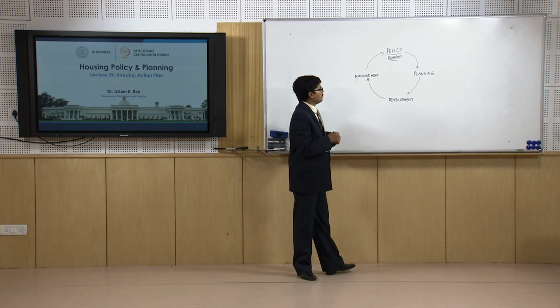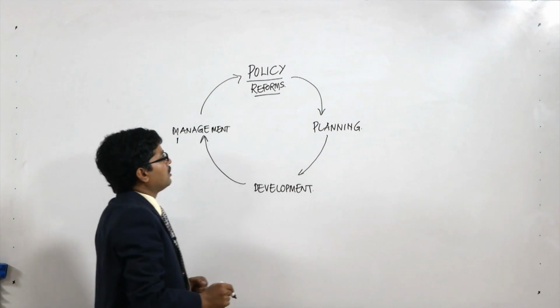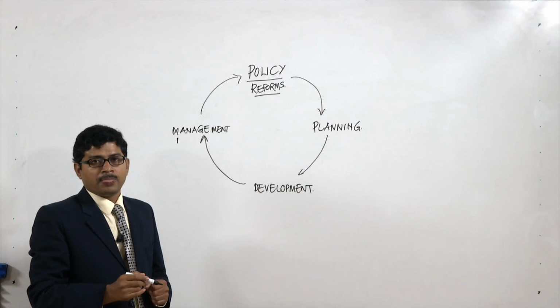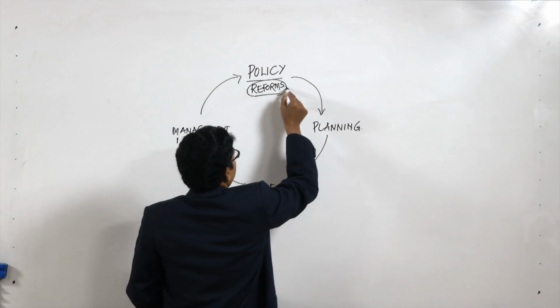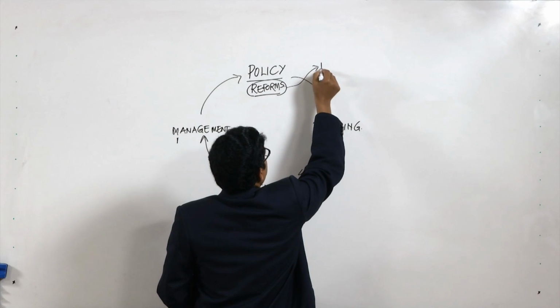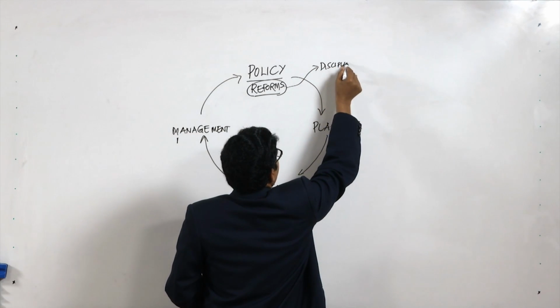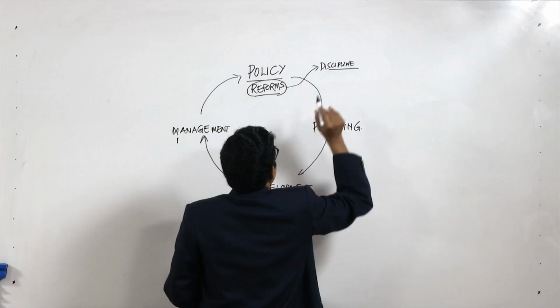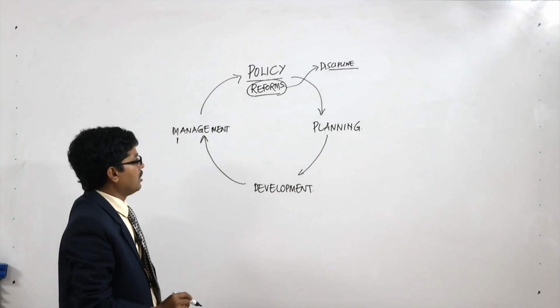So, without the reform the policy cannot give maximum benefit before the planning stage. So, reform is basically the discipline which is required for making policy effective before the planning comes.